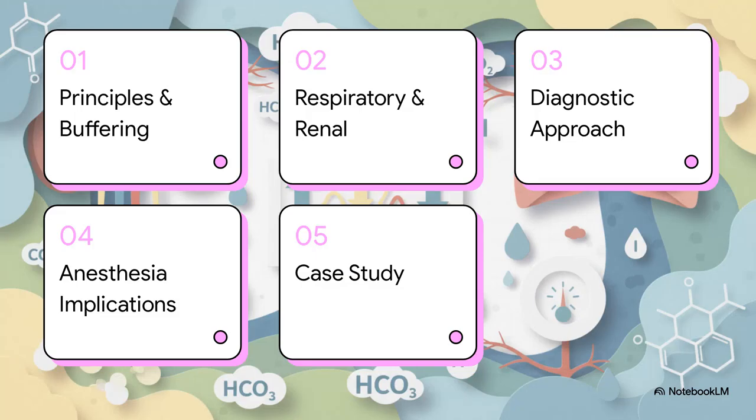Here's our game plan. We'll start with the core principles, the body's first line of defense. Then we'll dive into the really elegant ways the respiratory and renal systems compensate. From there, we'll build a systematic diagnostic approach you can literally use on every single patient. We'll also look at the direct, practical implications for anesthesia, and then we'll wrap it all up by putting it together with a truly fascinating case study.